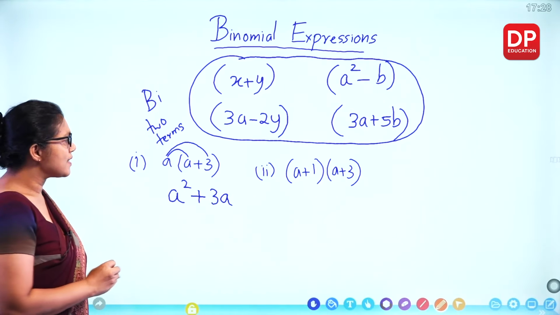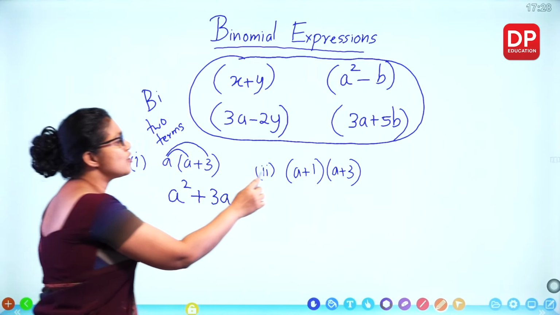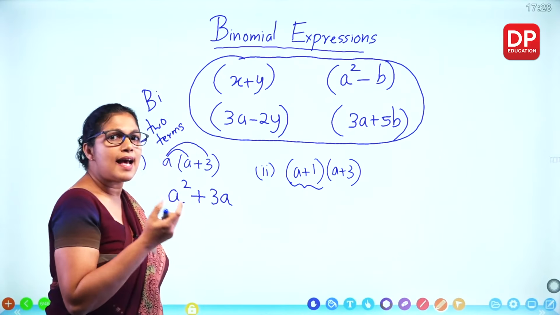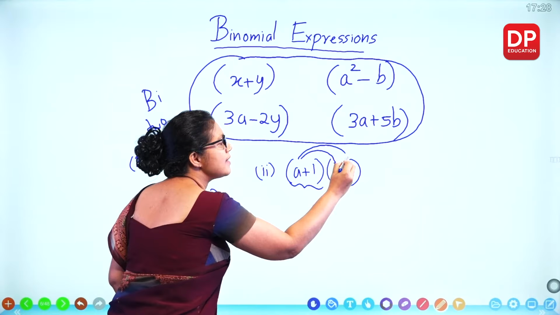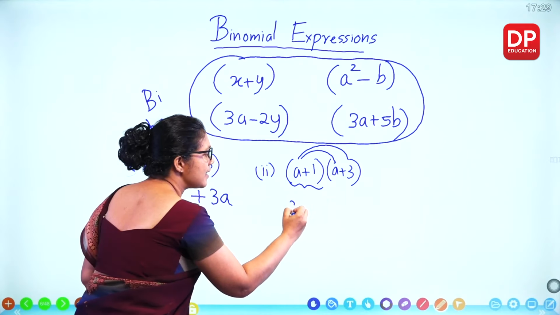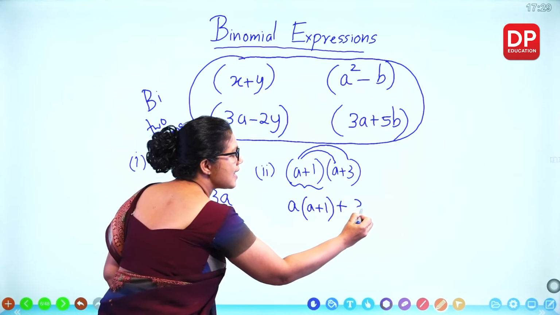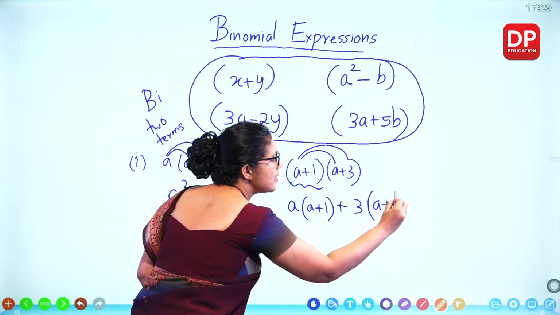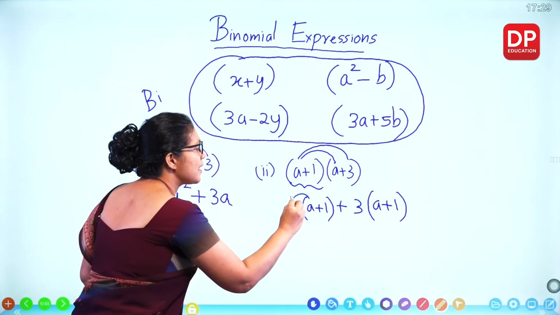So you get 3a. Now what's the difference between this and this? Earlier you got just a simple letter, but here you get another expression. So what we can do, consider this as one expression. You multiply this by this and multiply this with the inside number. So after multiplying, you can write a times (a plus 1), and plus, the sign is there because there's a plus sign inside, 3 times (a plus 1). Now again you can expand the brackets. So a times a and a times 1.